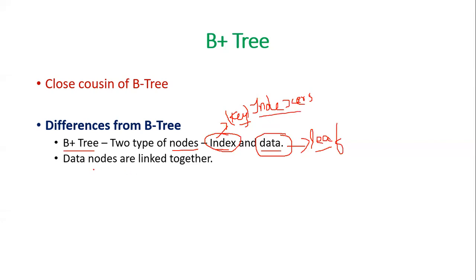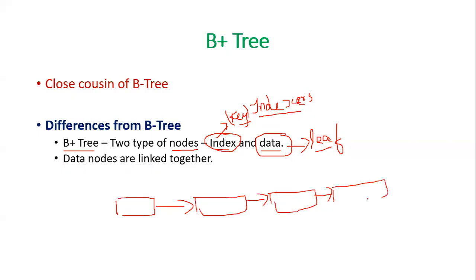All the data nodes in the leaf level will be linked together, something like a linked list. And the data nodes will contain only data. They will not have any pointer.